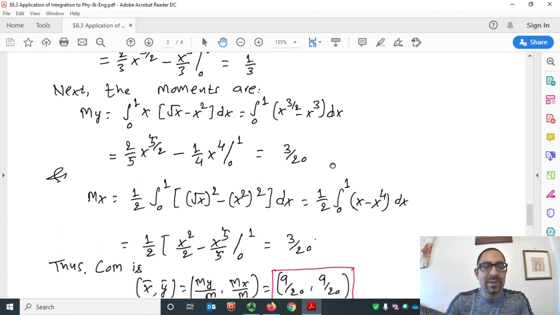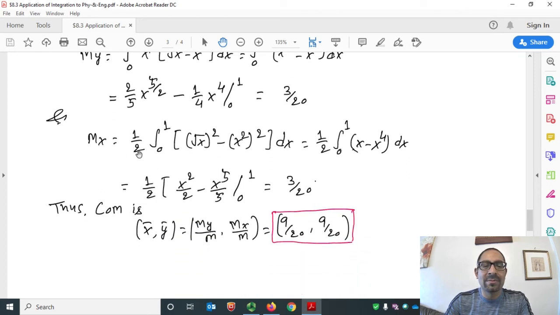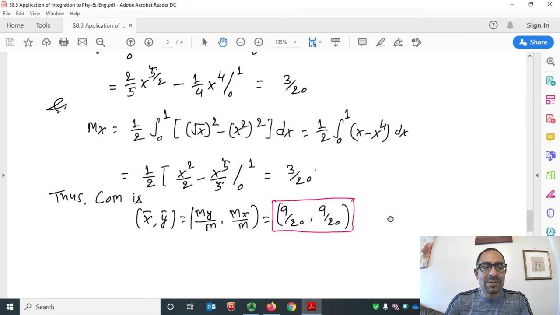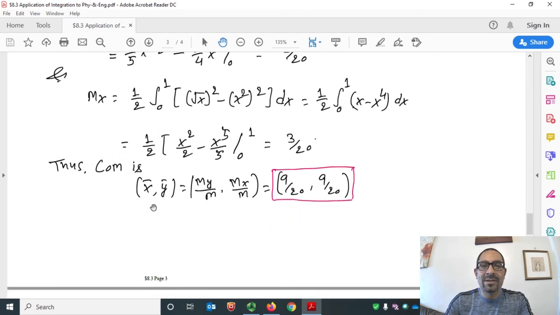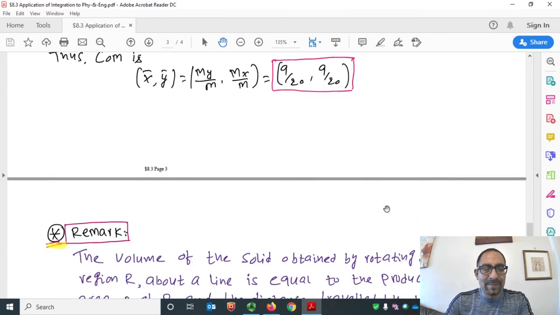Let's move on. Similarly, Mx equals, by formula, 1/2 times the definite integral from 0 to 1 of the difference of the squares of the functions. Simplify, take the integration, and put in x equals 0 to 1. It gives us 3/20. So the center of mass x bar, y bar, using the formula, turns out to be 9/20, 9/20. Great. So now let's move on.